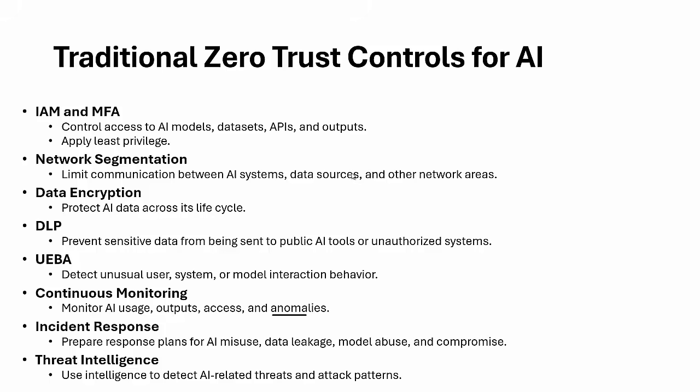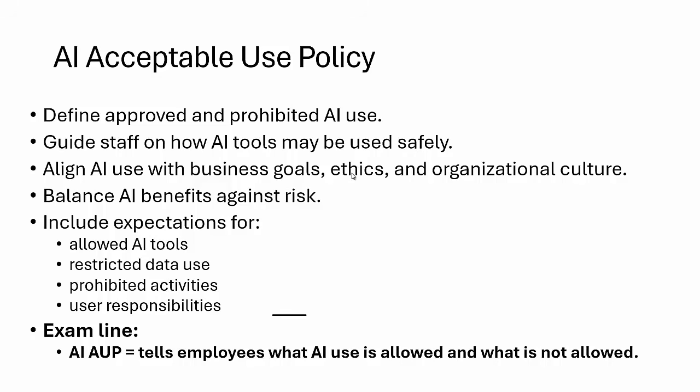In the form of administrative control, we can have an AI acceptable usage policy. It's high time that organizations define how to use AI, when to use AI, and what kind of data to be used in AI, because it can guide staff on how the AI tool may be used safely. What is a good policy? That's a good question and can be asked in the exam. A good policy is one which aligns with the business goals, ethics, and organization culture. That is the end goal.